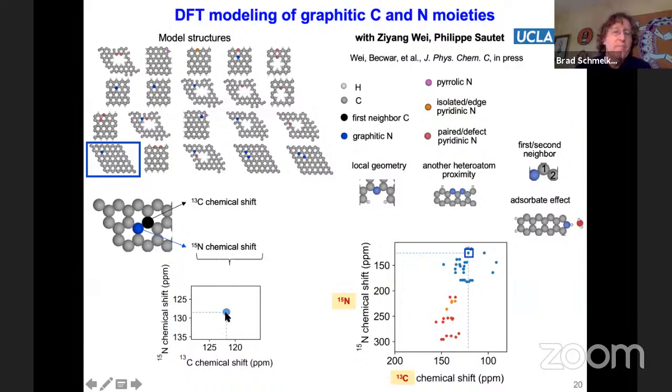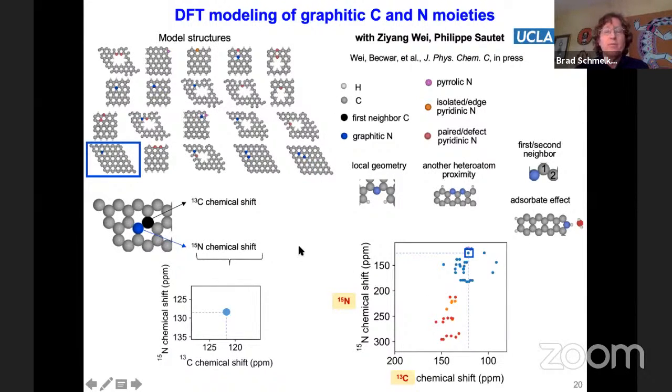So I show down here, and we can put it on a sort of hypothetical spectrum. The nitrogen-15 chemical shift can be calculated for its environment in this graphitic sheet, and it would be about 128 or so, and put it there. And then we can do this for all these different types of structures. It depends on local geometry, depends on another heteroatom proximity, first or second nearest neighbor effects out to 2 or 3 bonds difference, whether there's an adsorbate atom nearby.